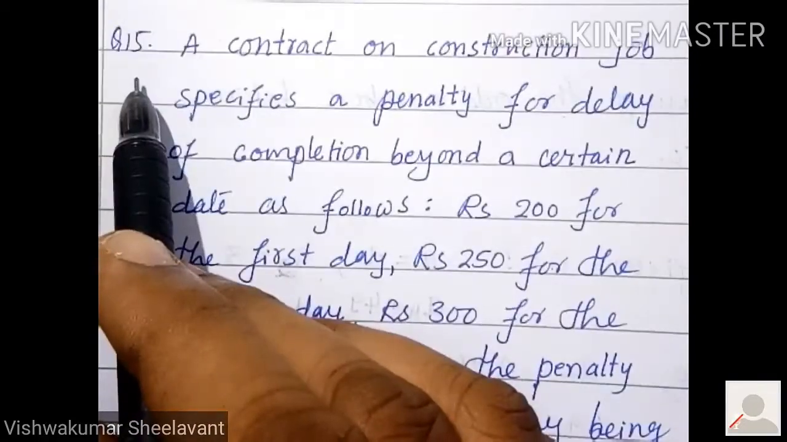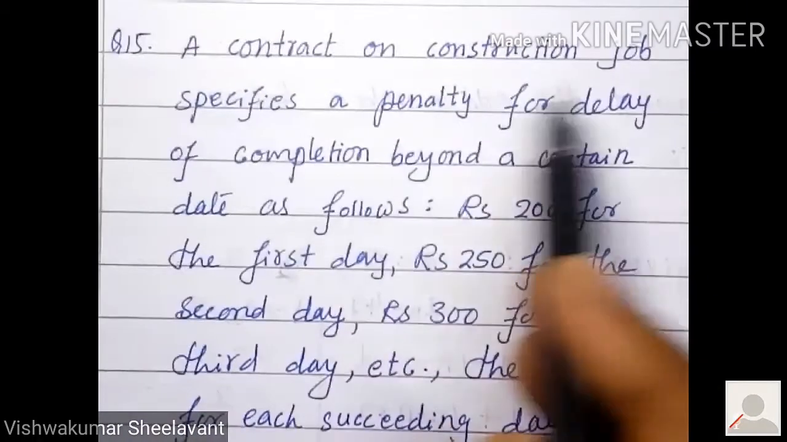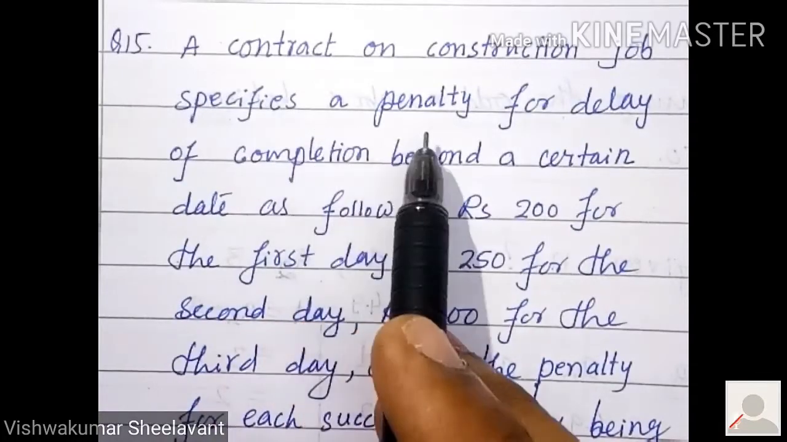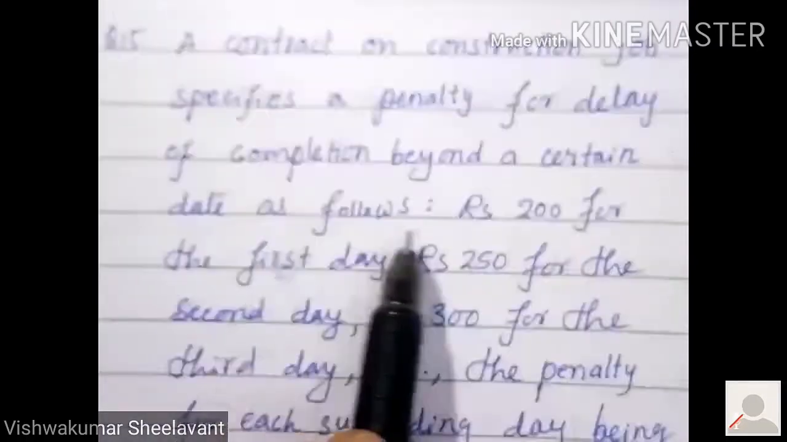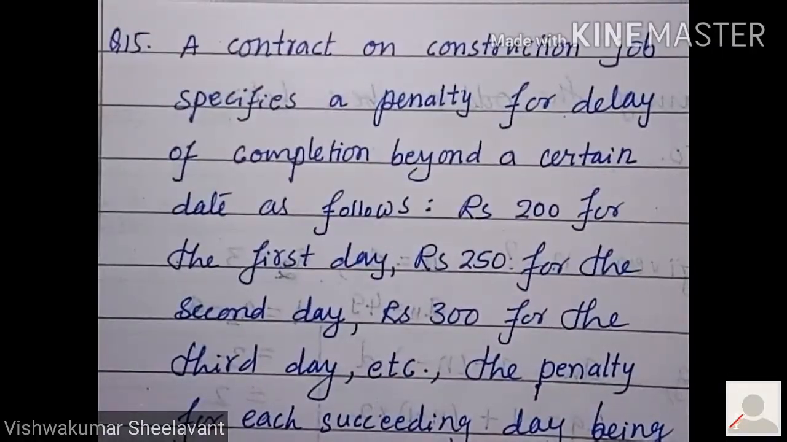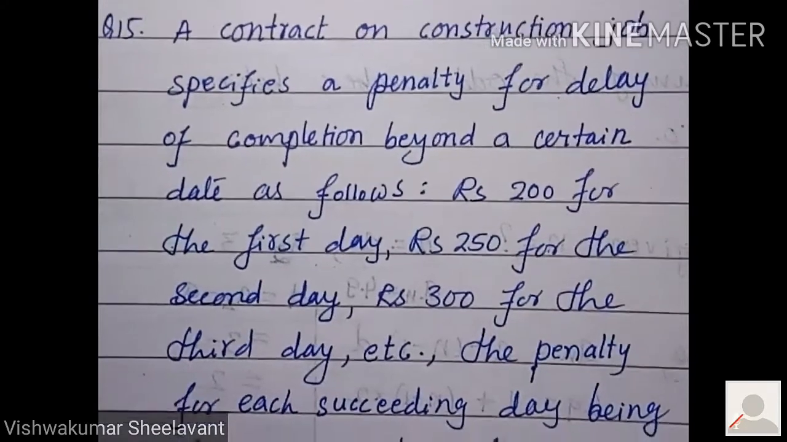Question number 15. A contract on construction job specifies a penalty for delay of completion beyond a certain date as follows. See, some construction work is given on contract basis. If a contractor takes more than agreed time to complete the work, he will have to pay the penalty to the owner of the building, let us say.